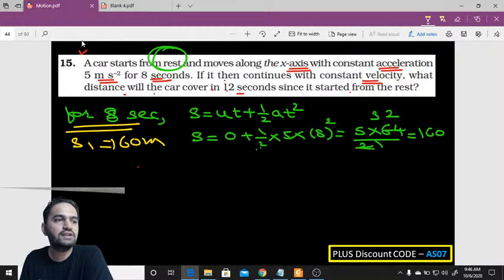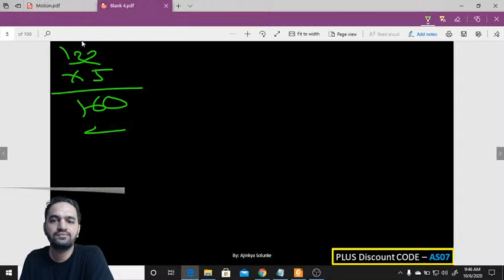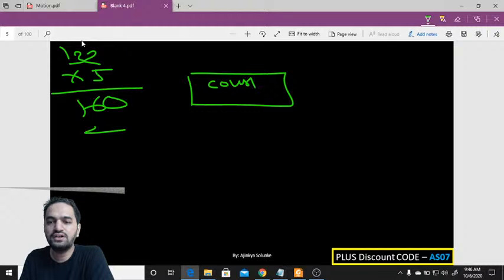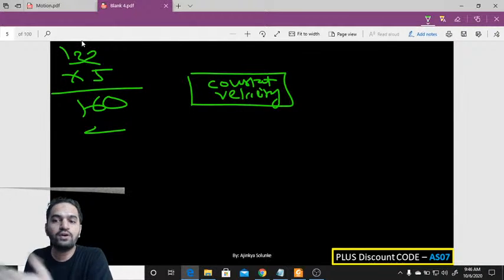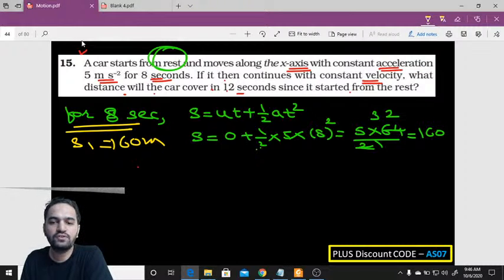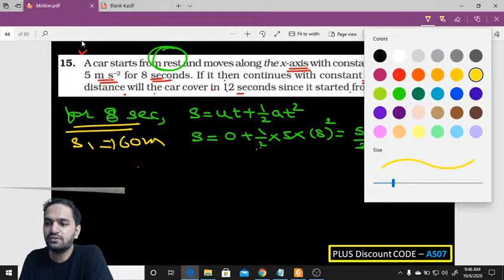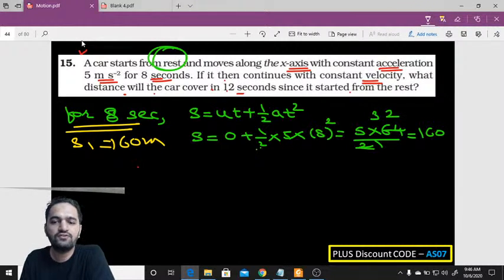Now can you calculate the velocity? After 8 seconds the body was travelling in a straight line, with constant velocity. So we need to find out what that velocity is. Let us calculate. To calculate that velocity, the formula is very simple.